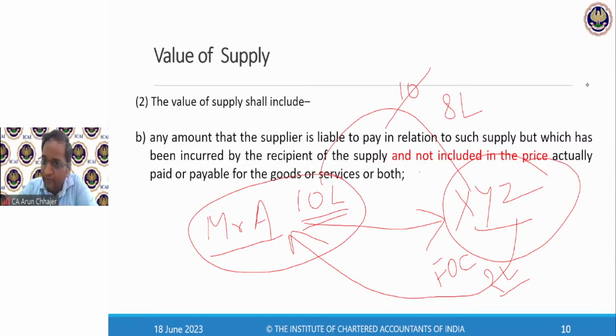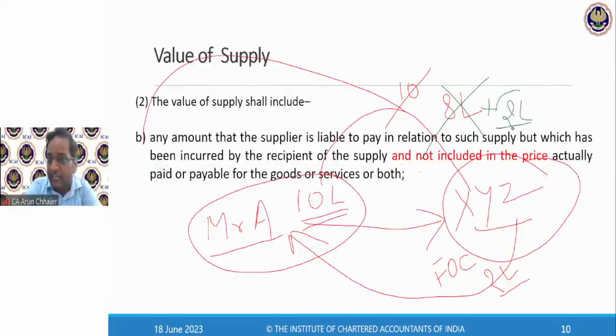Now Mr. A is raising the invoice of 8 lakh to XYZ, and clause B will come into the picture. It will say, no, 8 lakh is not accepted. You need to add the expenditure. Now read the language: the expenditure which is the responsibility of the supplier, incurred by the recipient and not added in the value. Therefore, you need to add 2 lakh and raise the GST invoice for the entire 10 lakh. This is clause B.